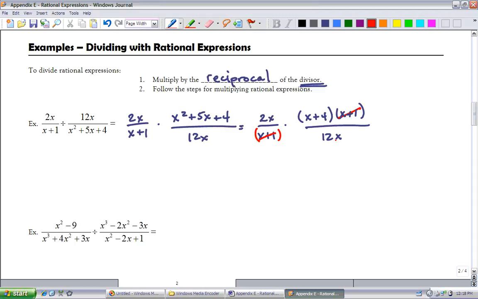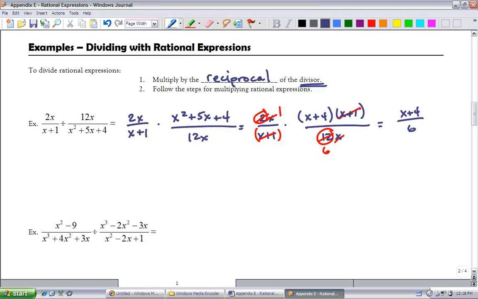We have a factor of x here that can cancel, and 2 and 12 will cancel. The 2 will cancel out, leaving me with just a factor of 1 up top. And if I divide out a factor of 2 from the 12, we'll be left with a factor of 6. So after all this carnage, what we're left with is really just x plus 4 over 6.